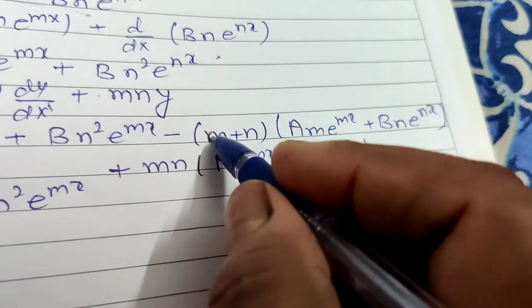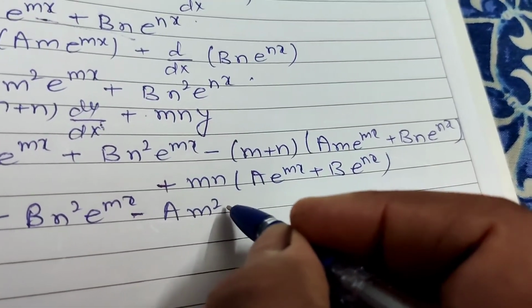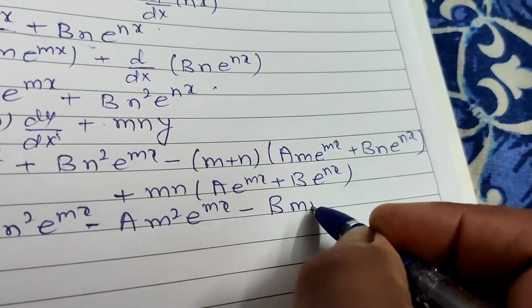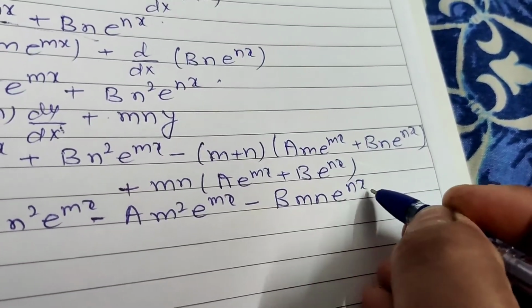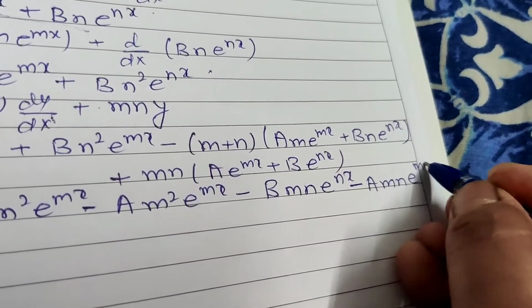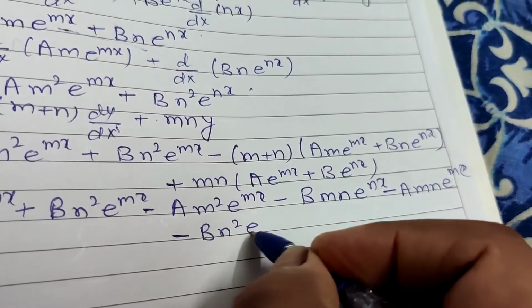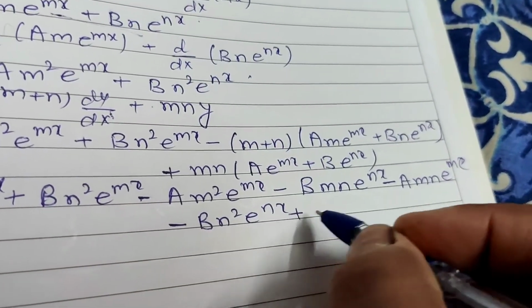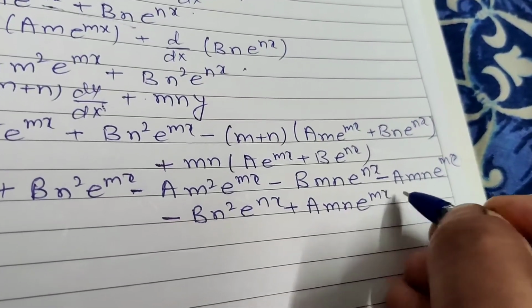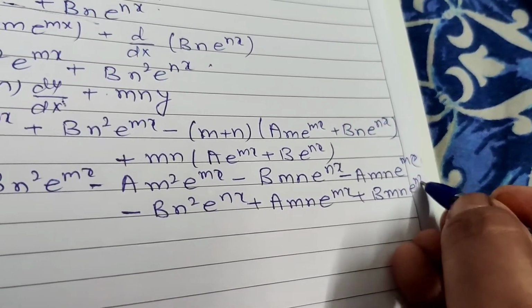Multiply these two terms, minus m. First multiply m, it means a m square e raised to power mx, minus b m n e raised to power nx, minus a m n e raised to power mx, and minus b n square e raised to power nx, plus a m n e raised to power mx, plus b m n e raised to power nx.